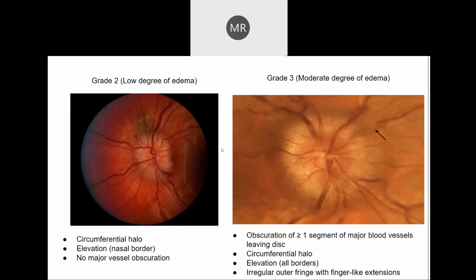Okay, so as you can see, there is obscuration of more than one segment of major blood vessel. And there's going to be circumferential halo as well. And the elevation going to be on all borders. And there's going to be irregular outer fringe. Macam dekat luar tu macam ada outer fringe with finger-like extension. Okay, next please.